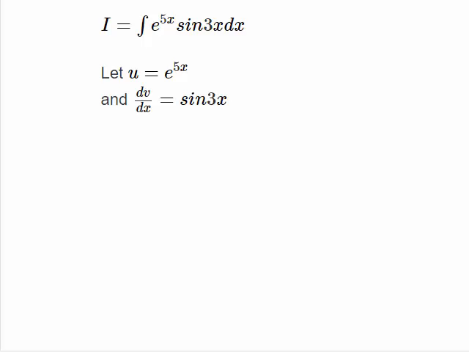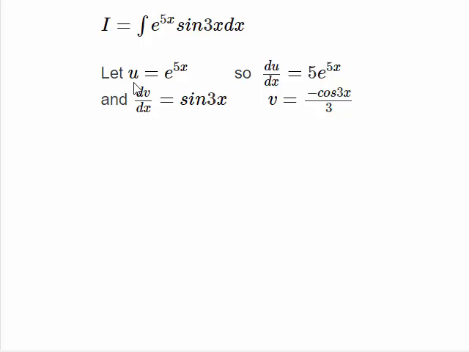If we differentiate u with respect to x, we get du dx is equal to 5e to the 5x. If we integrate sine x, we're going to get minus cos x, but because it's a function of a function, we need to divide by 3. So the integral of dv dx gives us minus cos 3x over 3.